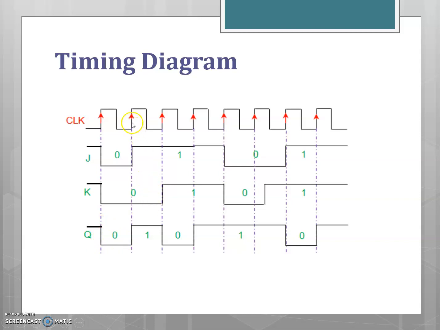And for the next rising edge, with J equal to 1 and K equal to 0, the output is 1. And for the next rising edge, with J equal to 1 and K equal to 1, the output is toggled. Previously it was 1, so now it is equal to 0. Similarly, all the other cases.